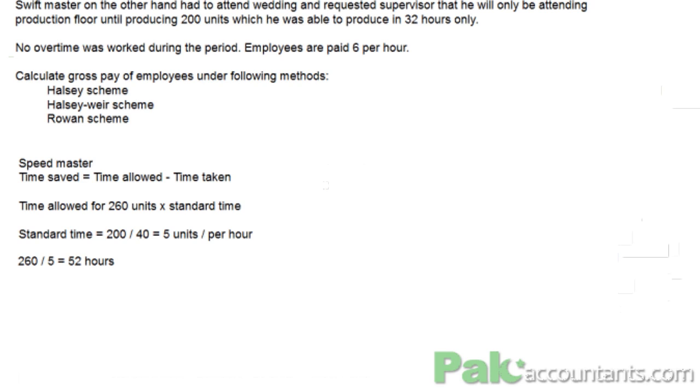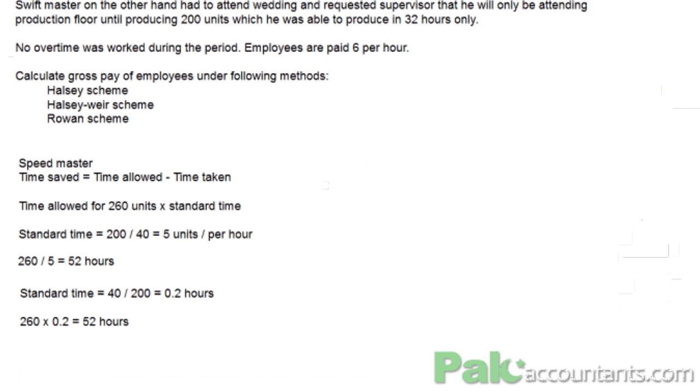Now, if it is a bit confusing how I made the calculation, you can calculate the standard time like this as well. 40 hours, and in this we were supposed to produce 200 units, so each unit is supposed to take 0.2 hours. Now, in order to produce 260 units, you need 52 hours. But how many hours were actually taken by that person? Well, he did the work in only 40 hours.